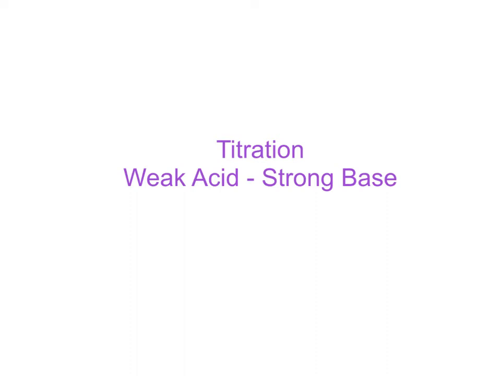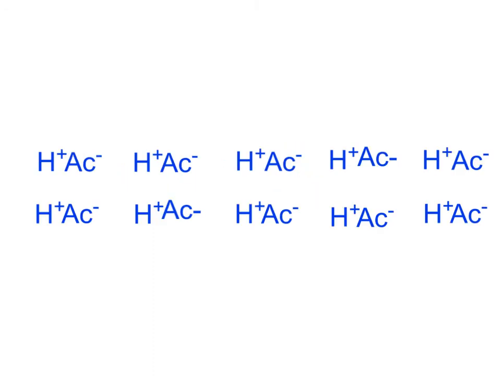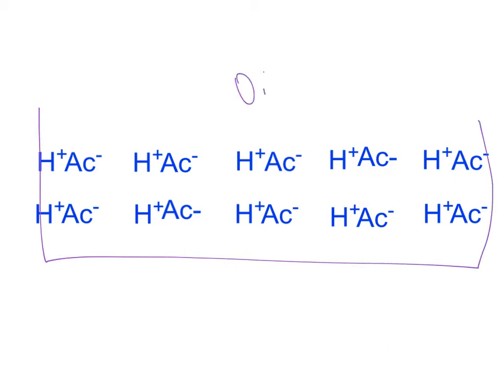Let's look again at the titration of a weak acid and a strong base as it relates to what's happening in the beaker at each point during the titration. Okay, so in the beaker at the beginning of the reaction, this is my beaker here, we have 0.010 moles of HAc, which I'm going to represent by 10 H pluses and Ac minuses. And initially, that's the only thing in my beaker.